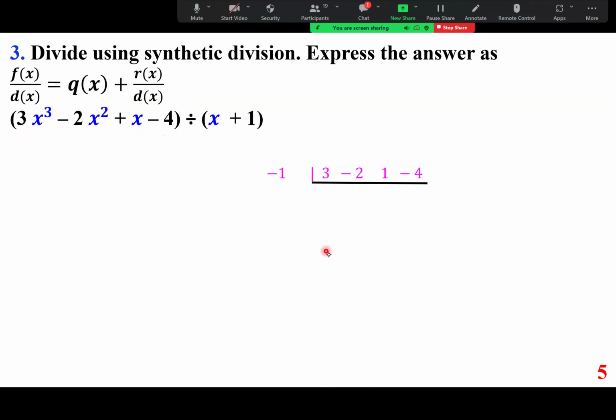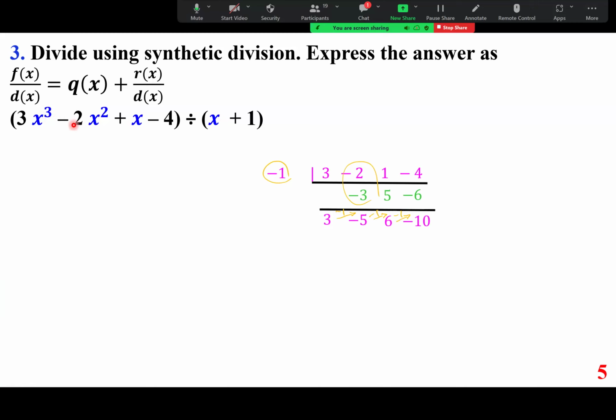So you drop the first one just the way it appears. Then you multiply by this number. You get minus 3 and minus 2. They add up to minus 5. Again, you multiply by negative 1. You get positive 5 and 1 is 6. Multiply by negative 1. They add up to negative 10. And you are going to write this accordingly.